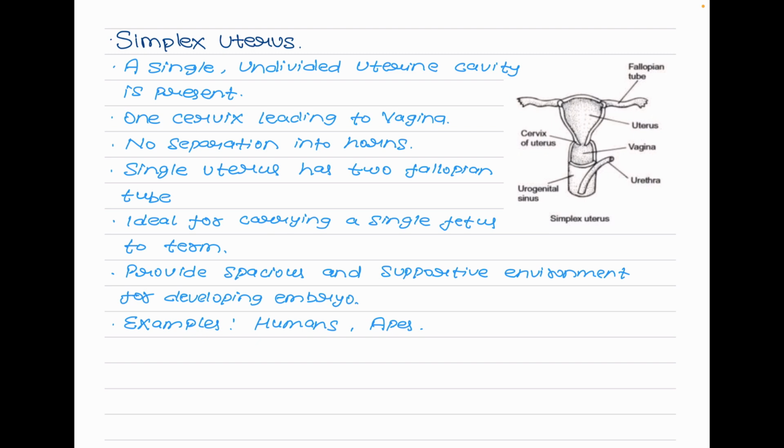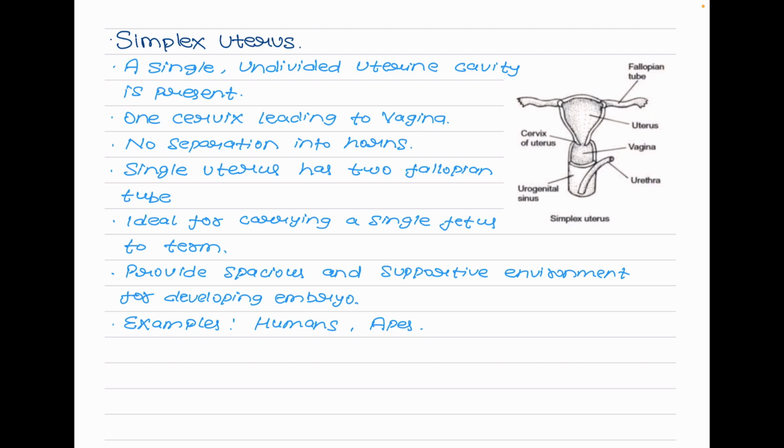It's best suited for species that invest heavily in fewer, more developed offspring. Due to its structure, it's less prone to complications like unequal embryo distribution or horn torsion. The evolution of simplex uterus in primates aligns with the trends towards longer gestation and complex parental care, and this is seen in humans and apes.